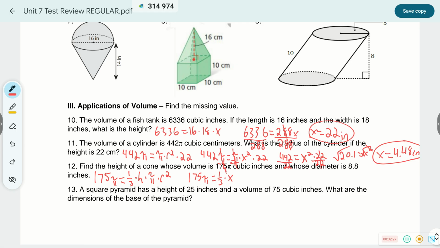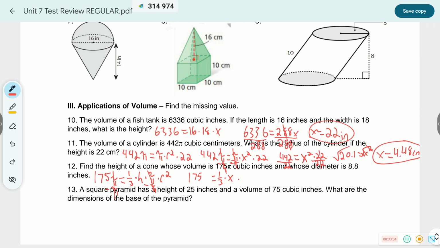If we wanted to get rid of this pi over here, we have to divide by pi. So that cancels, and we have 175 equals 1/3 x times, we know what the diameter is. It's 8.8. So what does that make the radius? Half the diameter. 4.4. Because half of the diameter is the radius.